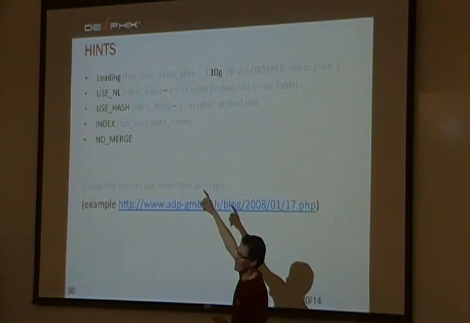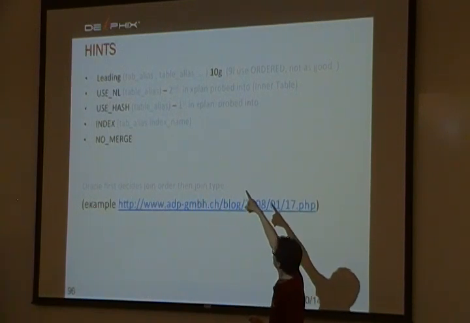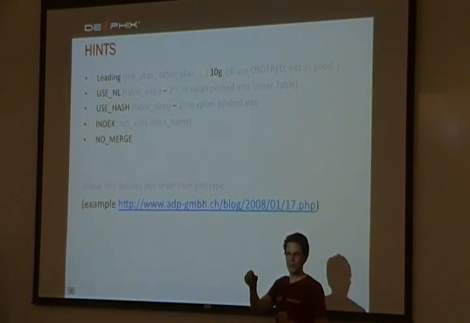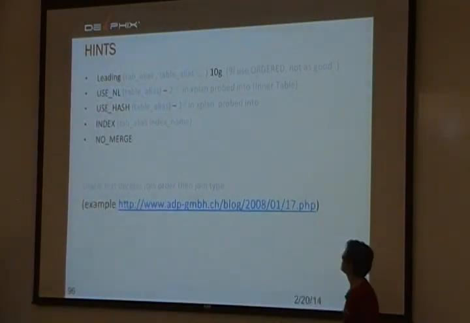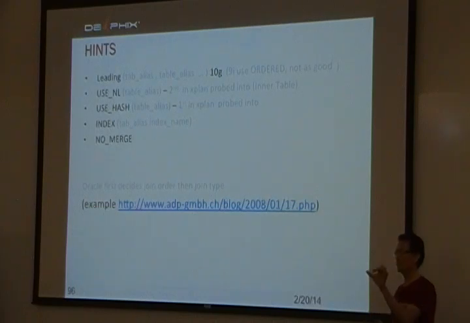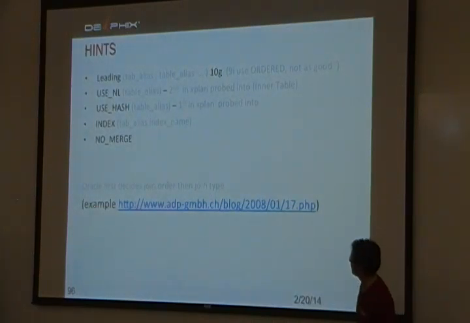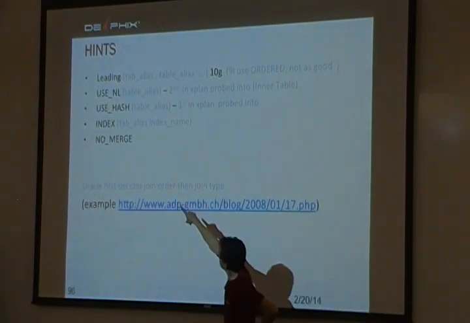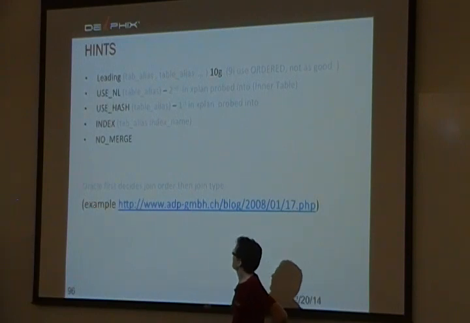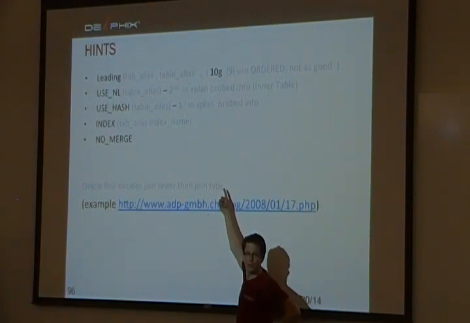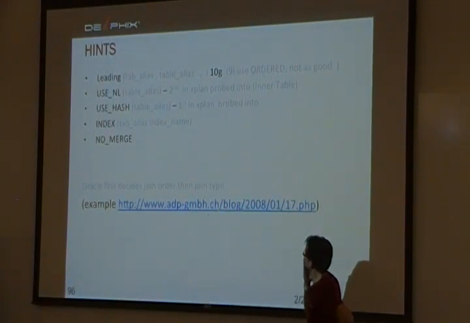And then use hash join, I found this confusing. When you see a hash join in your execution plan, the table that goes into the hint is the first one. And the first table in a hash join in an execution plan is actually the one that you probe into. And then sometimes I want to force indexes. So indexes is the table alias and then the index name. And then no merge was what I used to tell Oracle to leave my query alone.